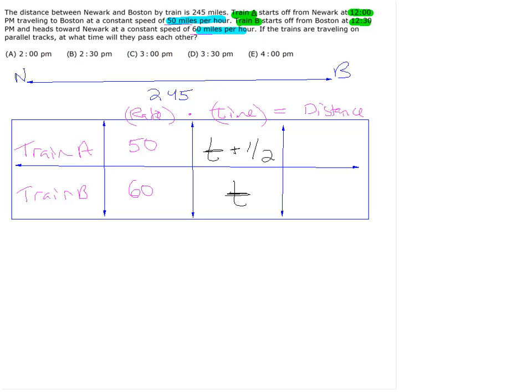So now we have the rate column filled in, and we have the time column filled in. So algebraically, the distance of train A is 50 multiplied by t plus 1/2, and the distance traveled by train B is simply 60t. I'll give you a second to catch up to that.